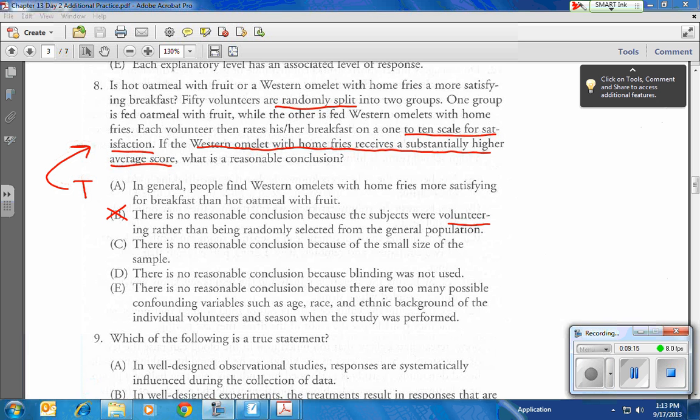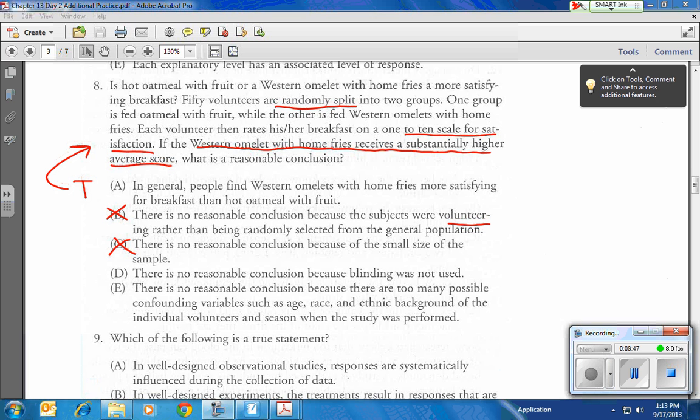C, there is no reasonable conclusion because of the small size of the sample. Now, 25 volunteers per group, does that seem like a good enough sample size to you? Yeah, it is. It depends on how accurate you want to be, but that's a decent enough sample size that you can get some good data from that. Nod your head. Y'all look a little tired.